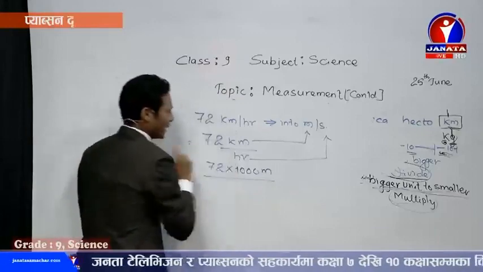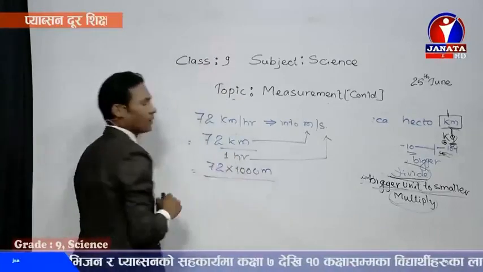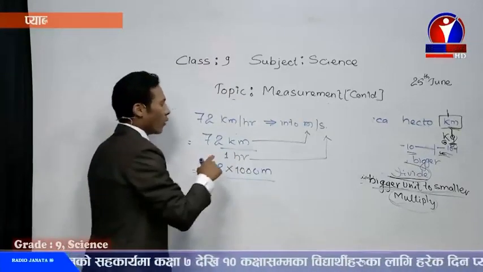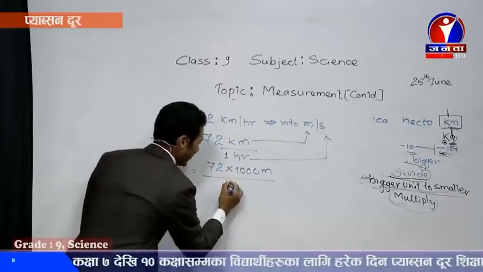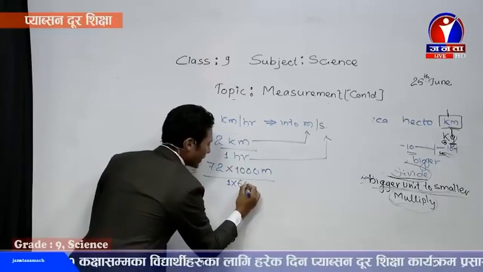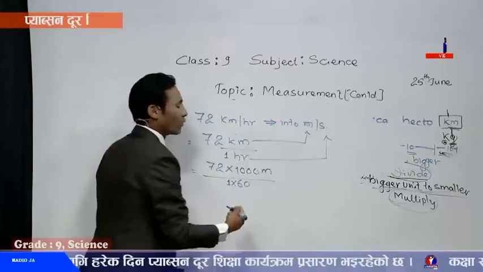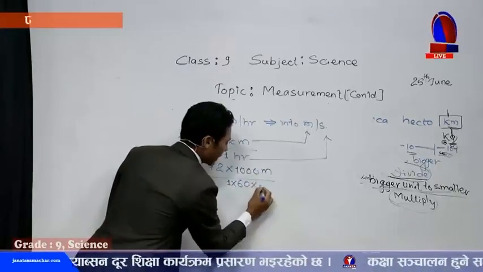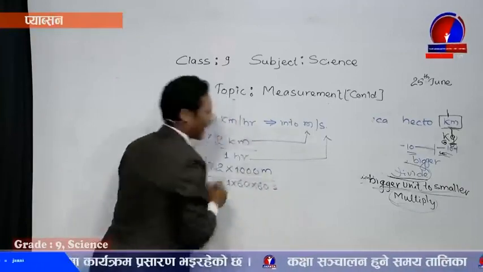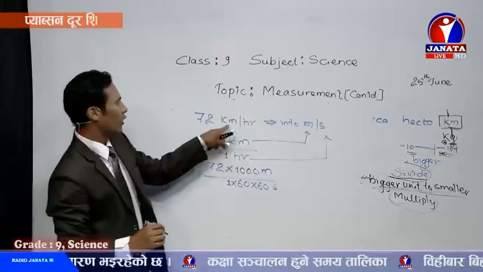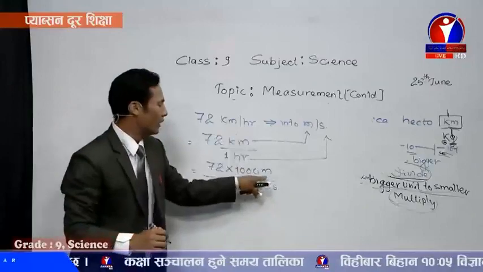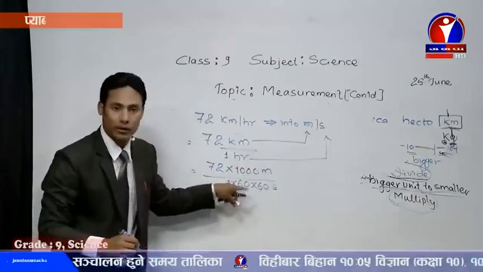Now here the hour is there, so we can write 1 hour. Now 1 hour into minutes: 1 multiplied by 60 gives minutes. And if you multiply by 60 again, that gives seconds. That means multiply by 60 twice to get seconds. We needed to convert from kilometer per hour into meter per second, which we have done, right?